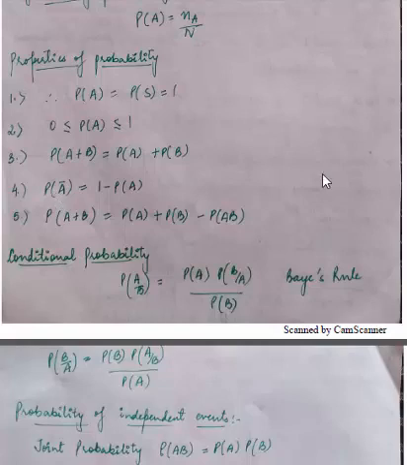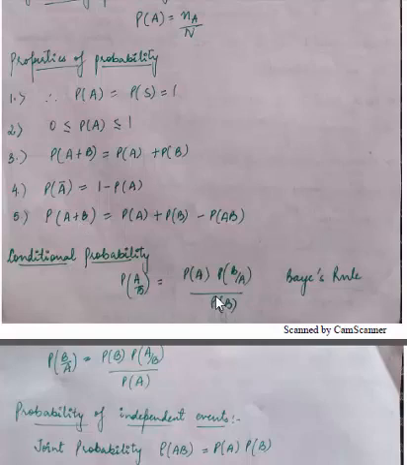Next, fifth property is if the events A and B are not mutually exclusive, then the probability of the union of A or B, probability of A plus B, is equal to probability of A plus probability of B minus probability of A intersection B. The third property was the union of two mutually exclusive events, but this last one is the probability of the union of two events that are not mutually exclusive.